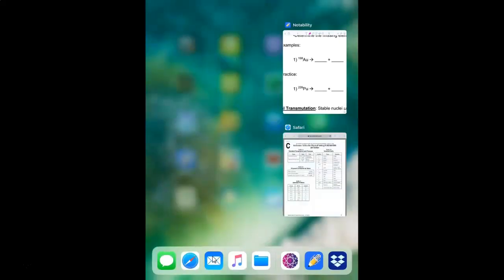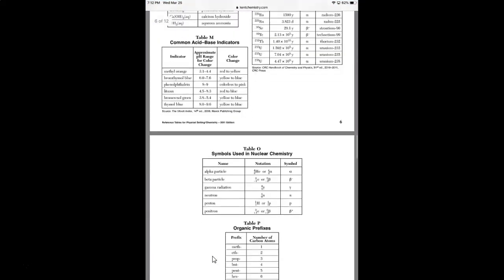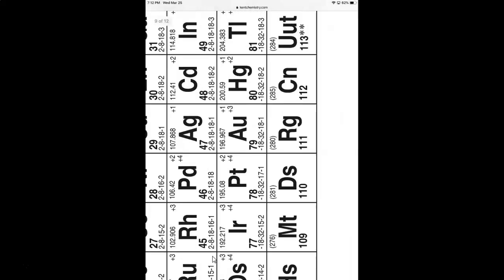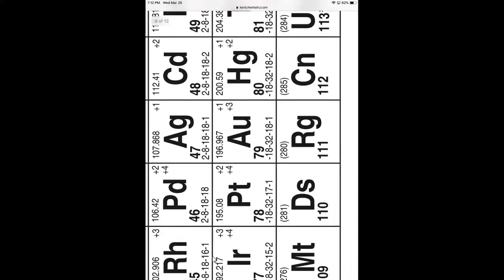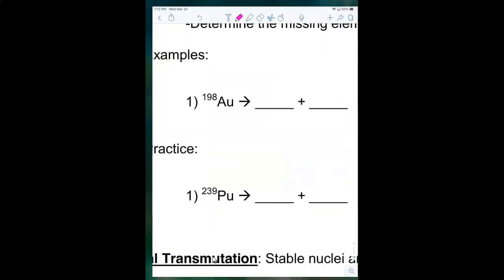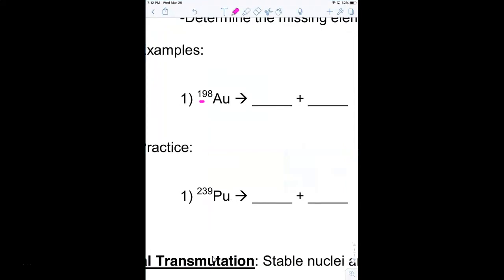But I want you guys to go to the periodic table and I want you to find gold right here, and its atomic number is 79, right? So when we do these equations, we not only need to know the mass, we need to know the atomic number. Okay. The next thing I need to do is figure out when this unstable gold decays, what particle does it get rid of?